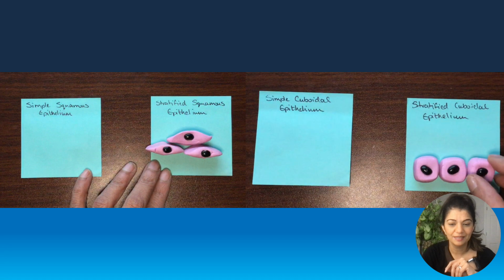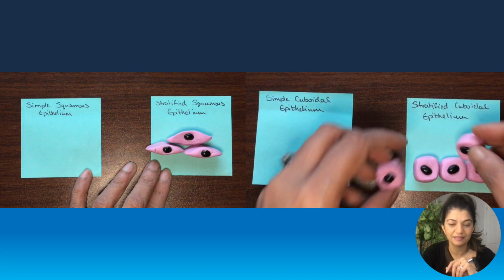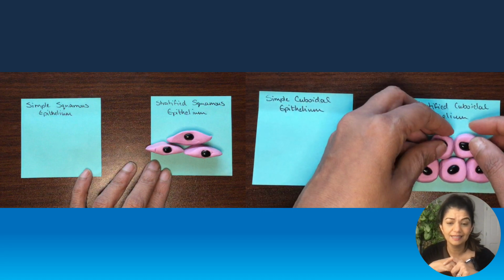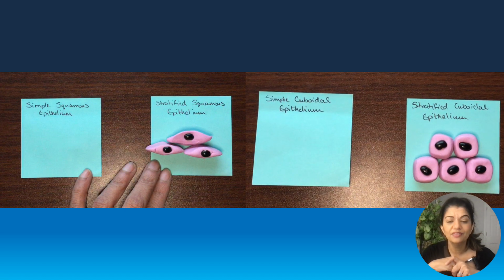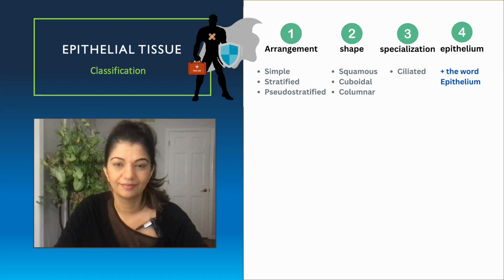Okay, let's move on to the other side, which is cuboidal cells. Simple cuboidal epithelium. So this is going to mean one row of cuboidal cells, right? But now the next one is stratified cuboidal epithelium. So we're going to take that row and we're going to add another layer because it's stratified, right? So do you see the difference? Right? Easy peasy.